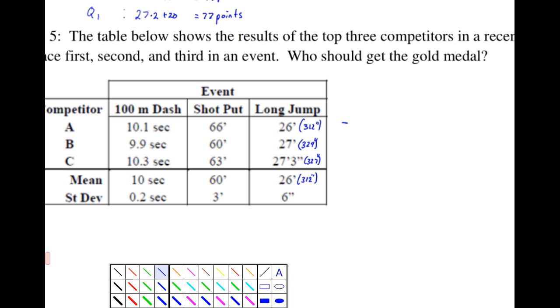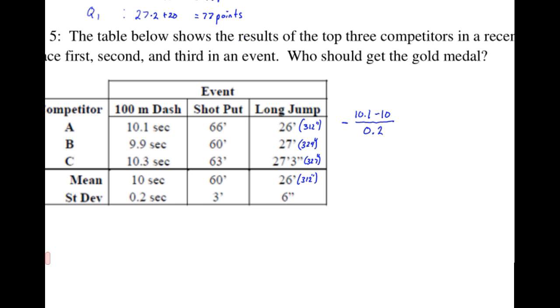Now my data point, the time that first person ran, was 10.1 seconds. The mean run time is 10, and then I divide by the standard deviation, which is 0.2. Okay, that is for the 100-meter dash. And I want to add all the scores together.